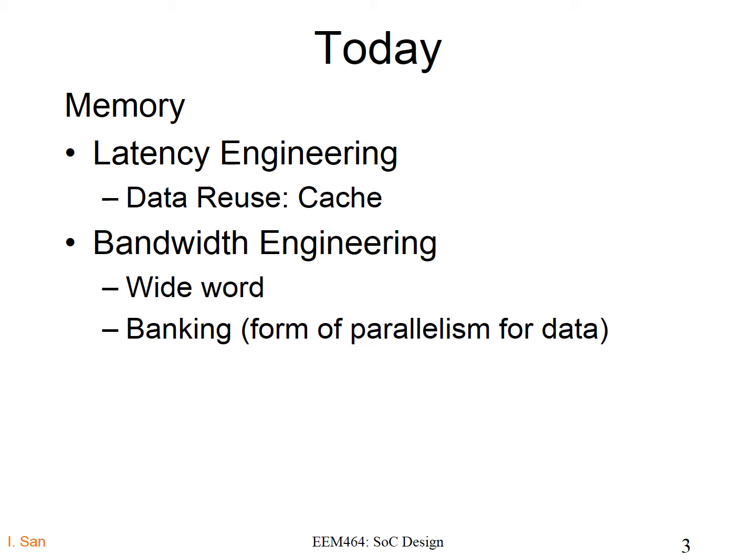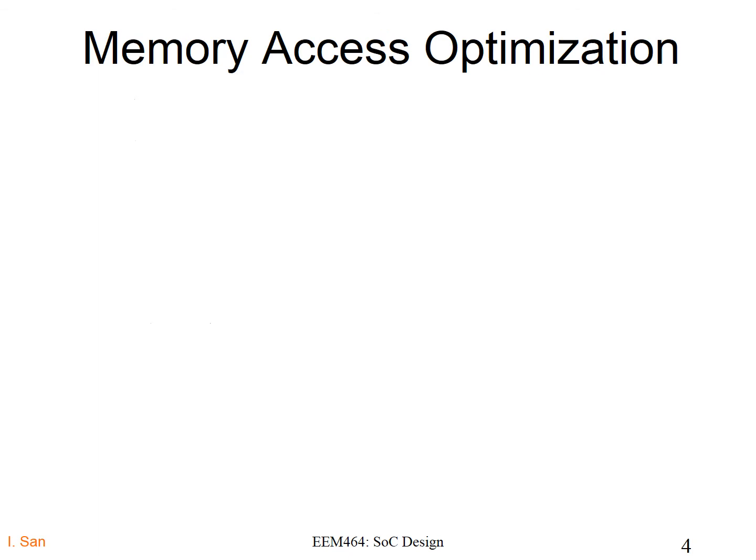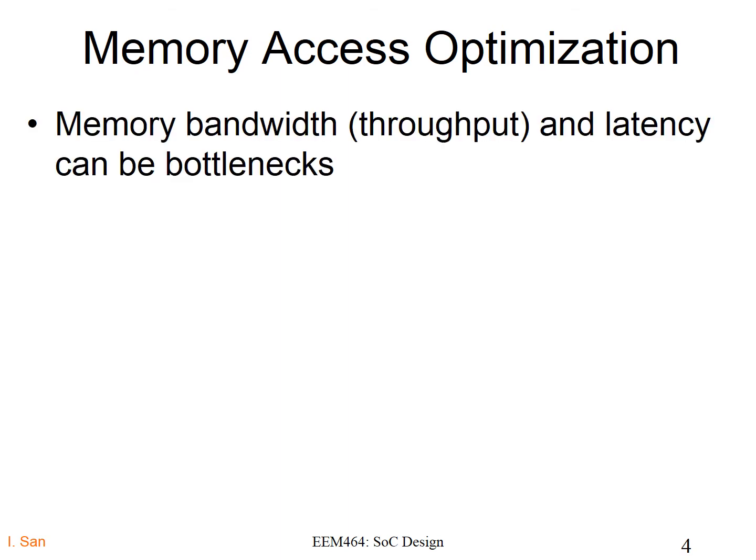Is it possible for us to optimize it? We will look at wide word and banking in order to increase the performance, especially in terms of bandwidth. So in memory access optimization, memory bandwidth, which is also called throughput, and latency sometimes can be bottlenecks. So you need to improve them.